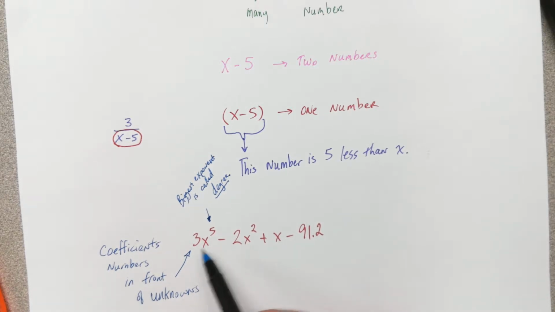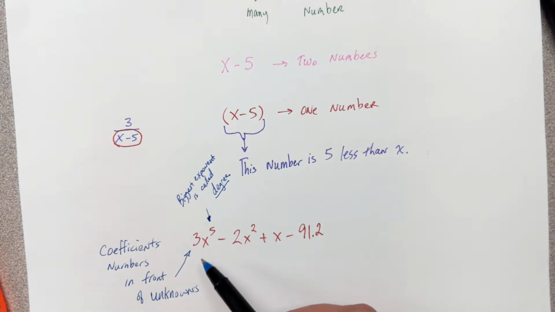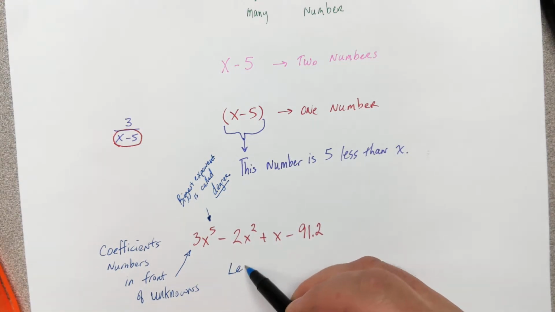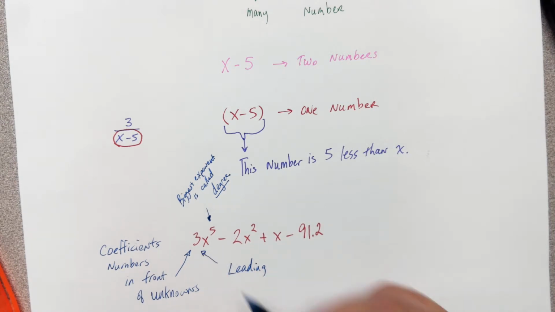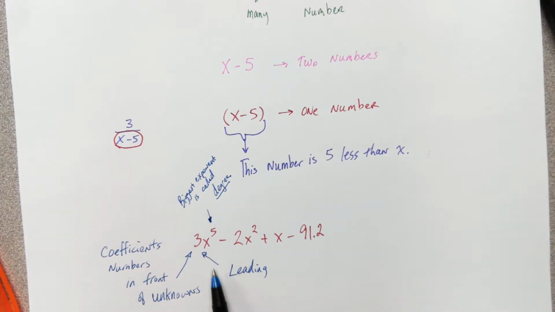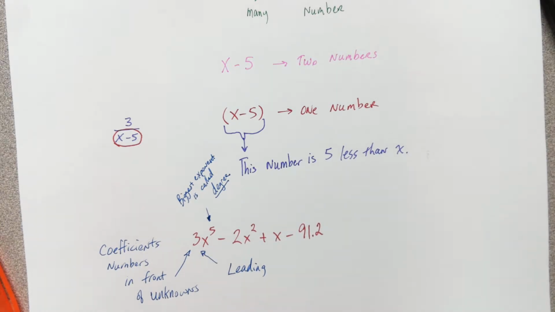Well, you see, it's the coefficient for the biggest degree, right? For the biggest exponent, I mean. That means it's called the leading coefficient. It's called the leading coefficient because it's the coefficient for the variable with the biggest exponent. So if it's on the opposite side, it's going to be the same.